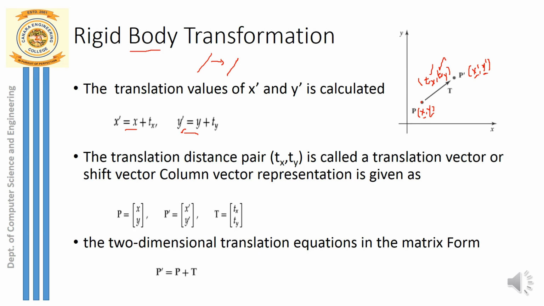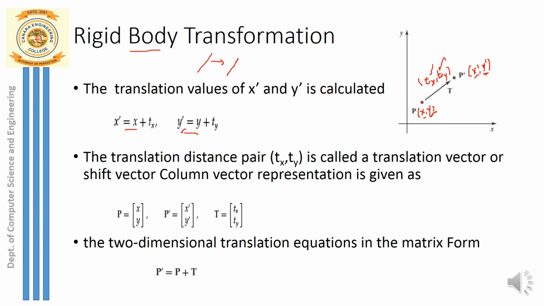It is nothing but the y coordinate of the old point, which you add with the displacement factor along y axis, that is Ty. So y plus Ty gives you the y coordinate of the new point, that is y dash. So y dash is equal to y plus Ty. So this is how you compute the new coordinates after translation.